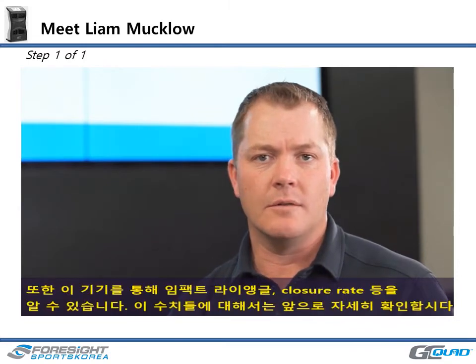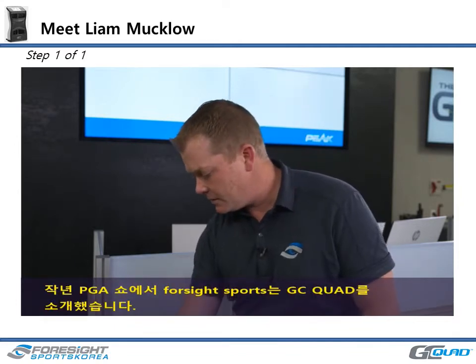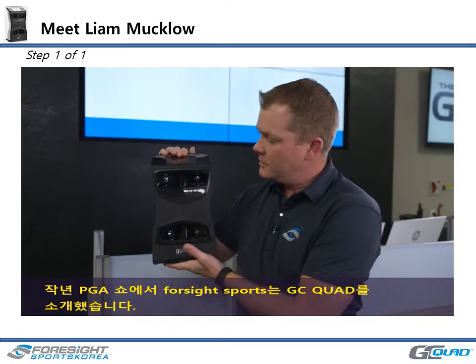Now this also gave us some really unique things like delivered lie angle, and it also gives us closure rate. We're going to go through all of those in depth. Now, at last year's PGA show, Foresight Sports introduced the GCQuad.